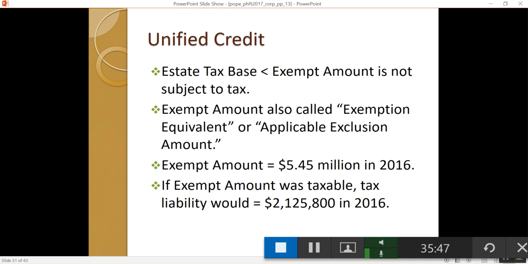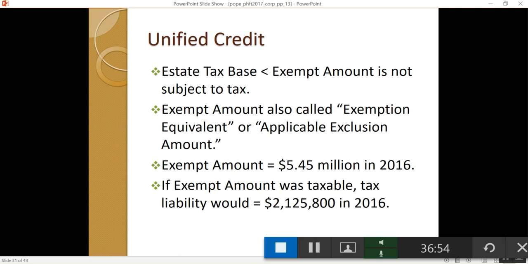So let's say that your gross estate, not your gross estate, but your estate tax base is $5,550,000. You get to subtract from that. You're essentially only getting taxed on the excess over the $5,450,000. So you're only getting taxed on the excess $100,000. And they show that pictorially in this chart by saying that you will get a credit equivalent to $2,125,800 on an exemption equivalent equal to $5,450,000 on a 2016 estate tax return. So if your estate tax base is exactly $5,450,000, your credit against your taxes will be $2,125,800, and you will therefore not have any tax at all on your estate tax return.